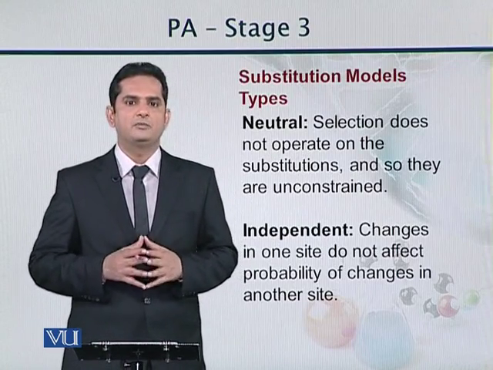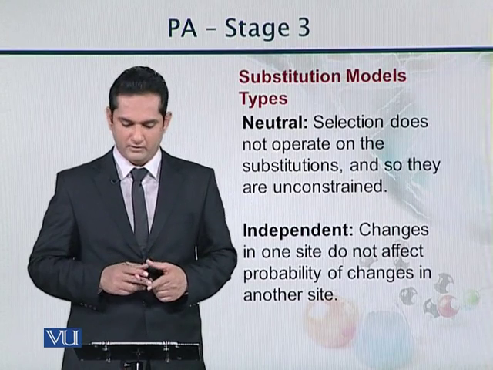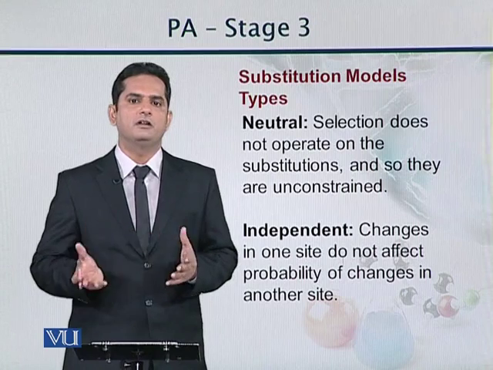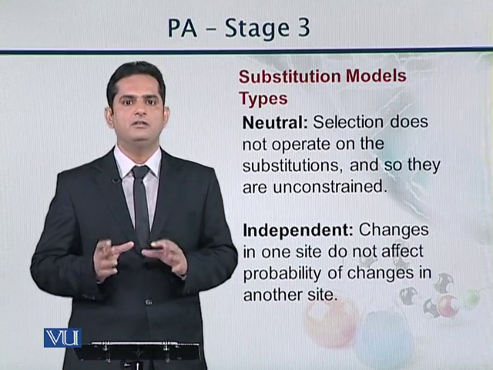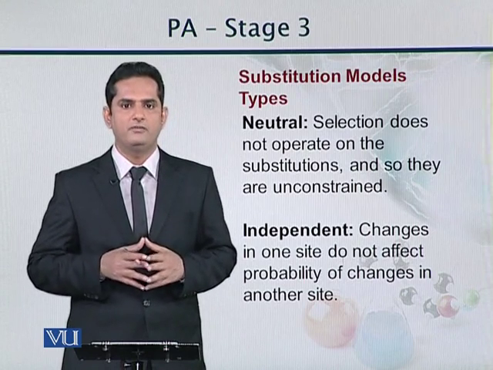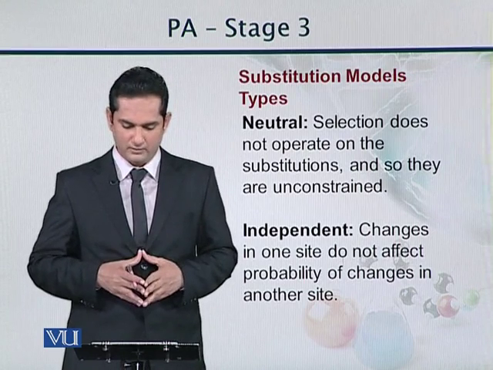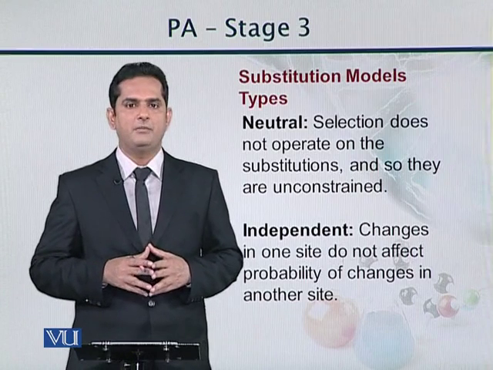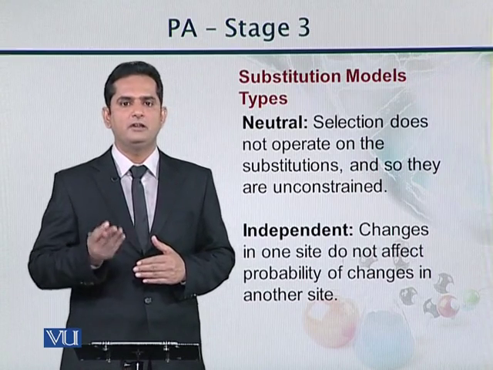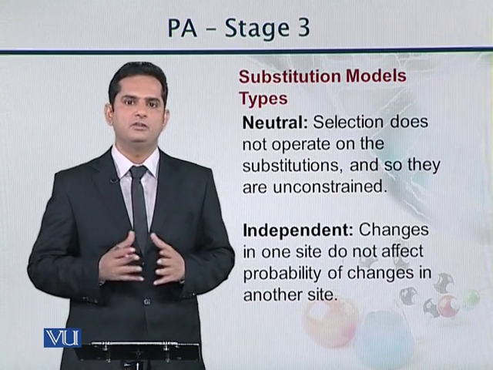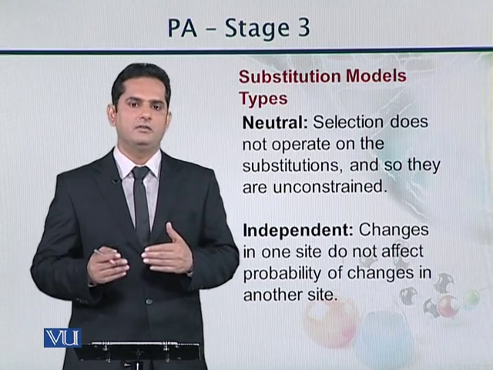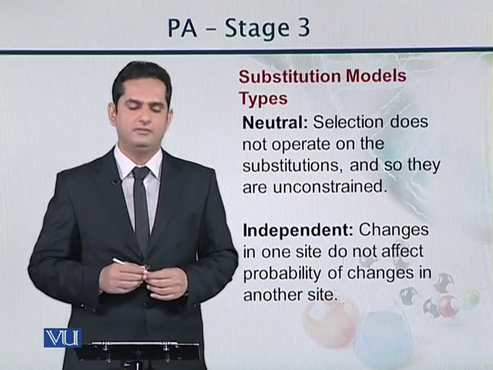So there are three types of substitution models. Number one is the neutral model, in which there is no concept of positive or negative mutation. It is always neutral, and we say that it does not operate on substitutions, and they are always unconstrained data models or models of substitution. The other one is independent models. Independent models means that substitution in one sequence will not affect substitution in the other, so they will not be related, or changes from one sequence into the other sequence will not be affected.